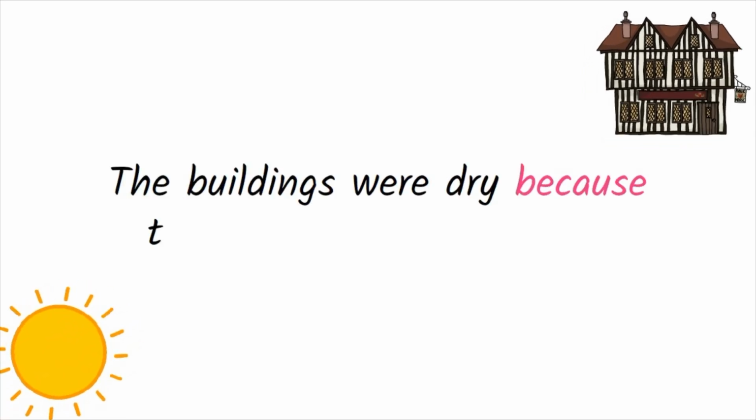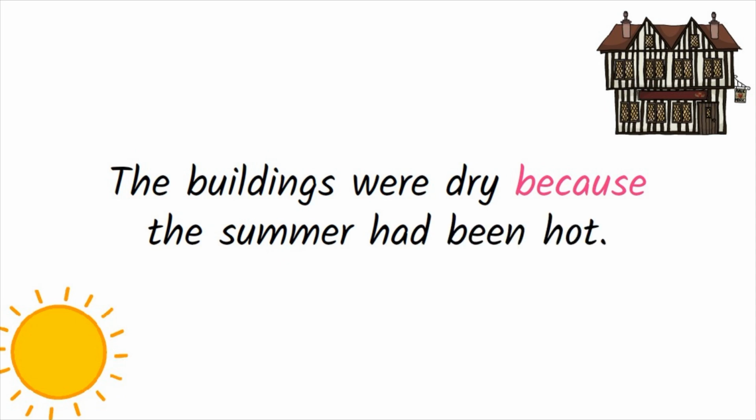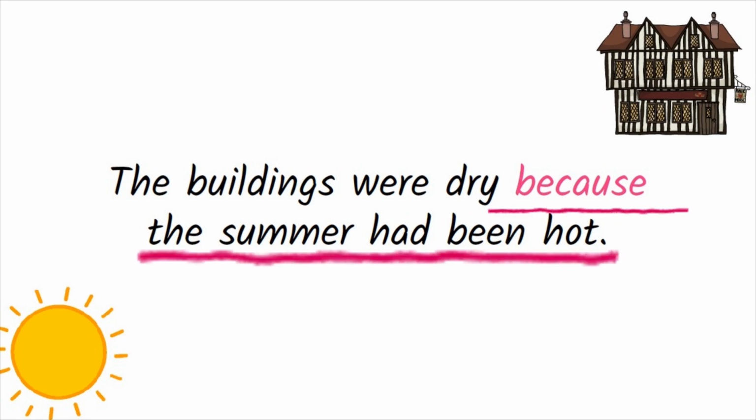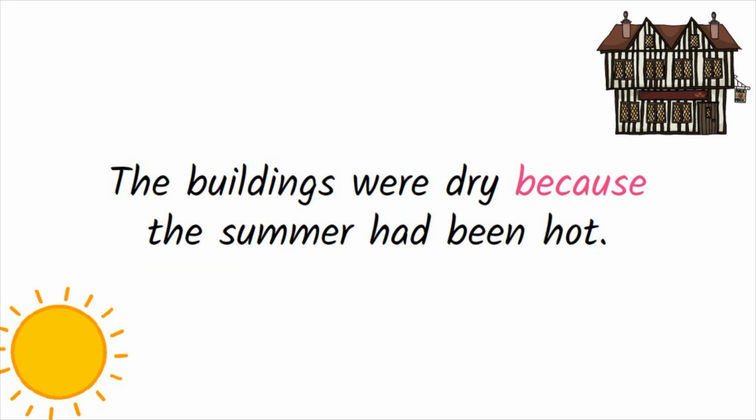The buildings were dry because the summer had been hot. The buildings were dry is the main clause, and the extra information is because the summer had been hot. This starts with the subordinating conjunction because.